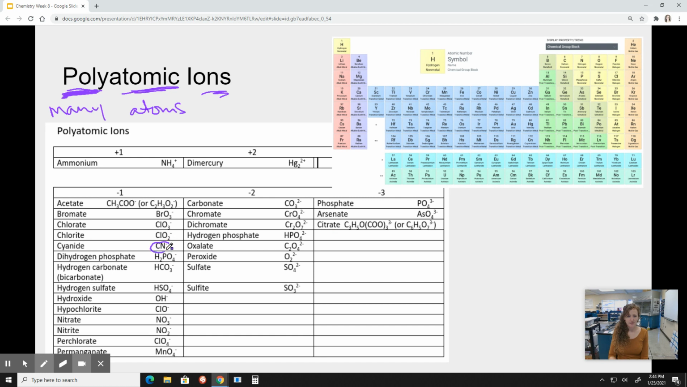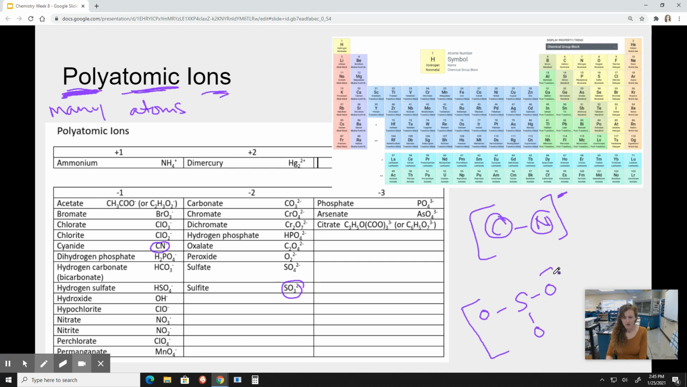So like CN minus, the cyanide ion, is going to be a carbon atom connected to a nitrogen atom. And because this whole complex has a charge, it's an ion. Some of them get a little bit more complicated, like look at sulfite. Okay, sulfite is a sulfur connected to 3 oxygens, and it also has an overall charge of 2 minus. So because the whole complex is charged, it's an ion. It acts just like an ion.